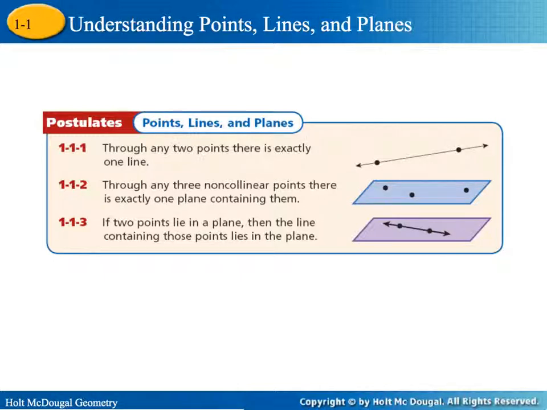1-1-3. If 2 points lie in a plane, then the line containing those points lies in the plane. So think about, here's the purple plane. There's 2 points on this plane. Now up here, since 2 points form a line, those 2 points in this plane, that line is also in this plane. So that kind of makes sense.